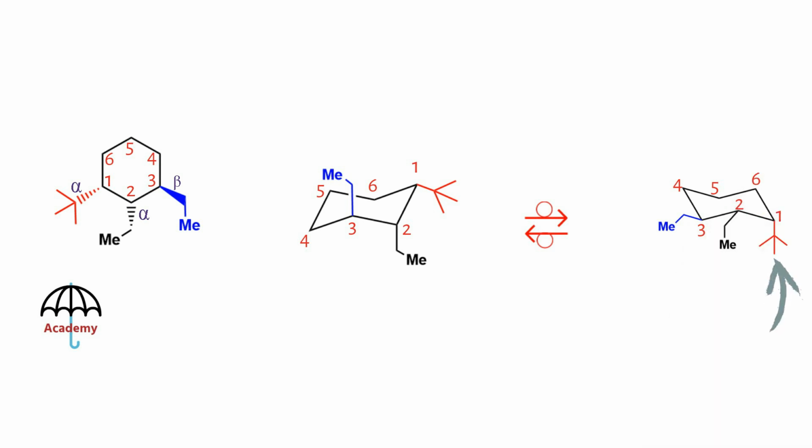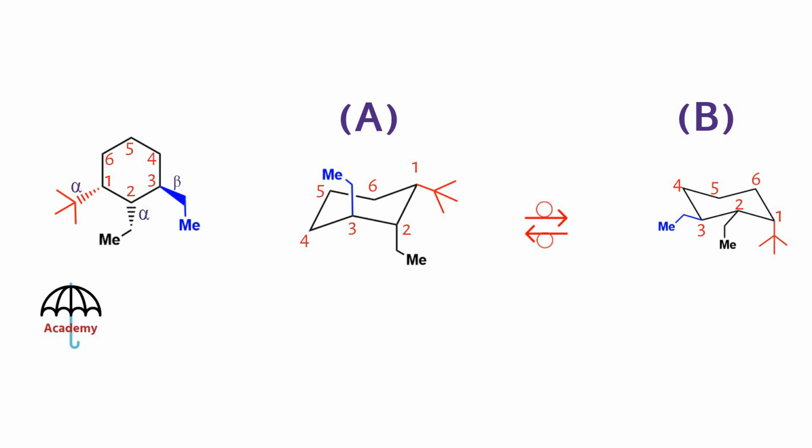Thus, tertiary butyl group at C1 is now axial but still down. Ethyl at C2 is now equatorial but still down. Ethyl at C3 is now equatorial but still up. Mark this as conformer A and this as conformer B.